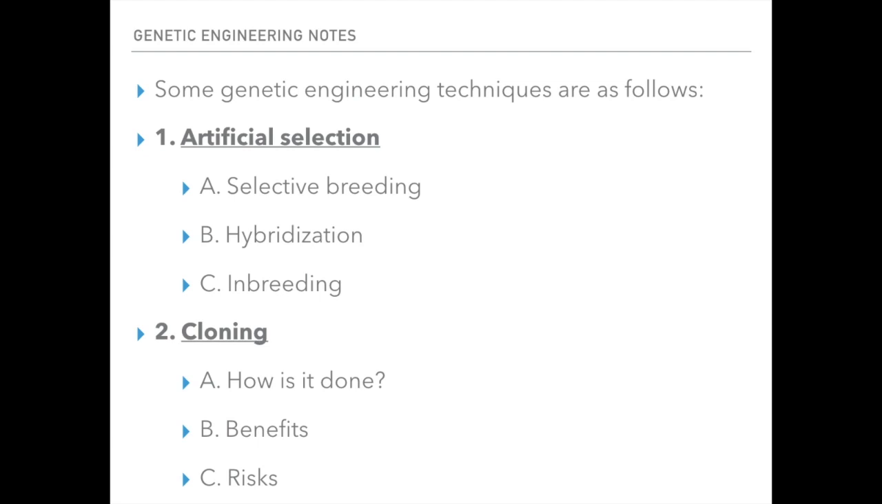Okay, here are some terms that are going to tie in with what we're going to be focusing on in genetics, but also in our next unit, artificial selection. We're going to divide this up into 3 parts: selective breeding, hybridization, and inbreeding. Then we're going to focus on cloning and how that's done.